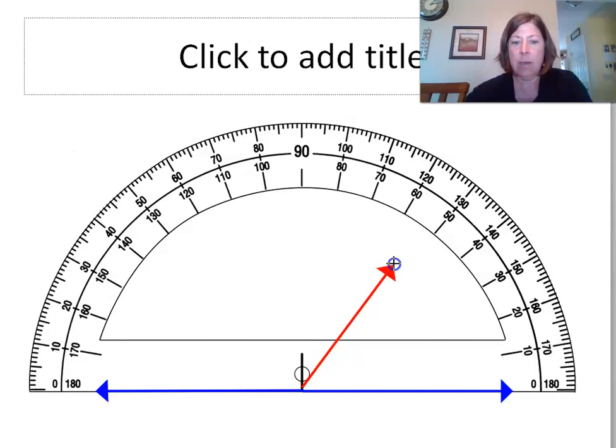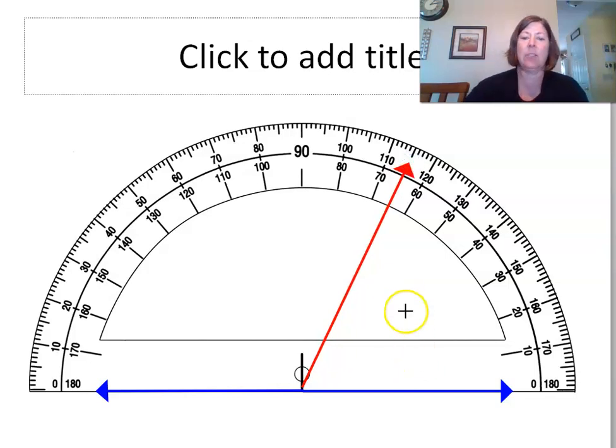So here we go. Let's go right about there. That looks good. So let's take a look at the acute angle and figure out what the measure of this acute angle is. So I start at 0, 10, 20, 30, 40, 50, 60, right in the middle of 60 and 70, 65.